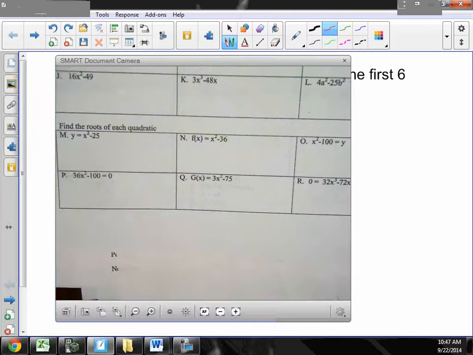Okay, letter Q. Do I have perfect squares? No. Can I pull anything out? Yes. I can pull out a 3. 3 times x squared minus 25. Do I need the 3? No. You only need the 3 if the instructions say factor. But this says find the roots.